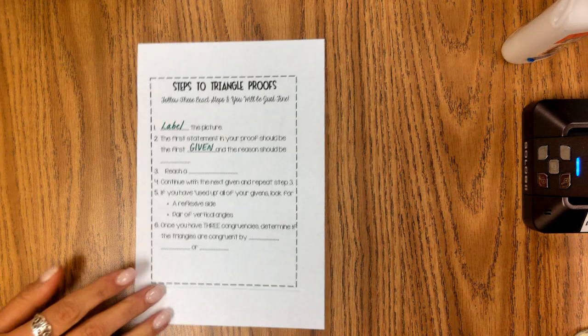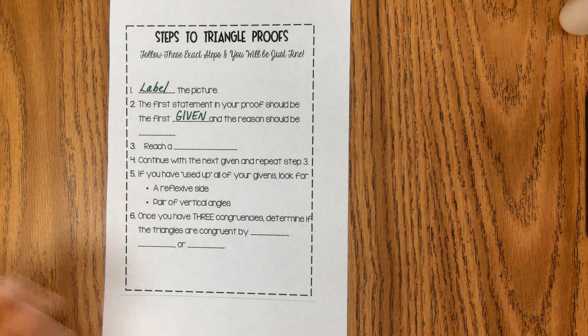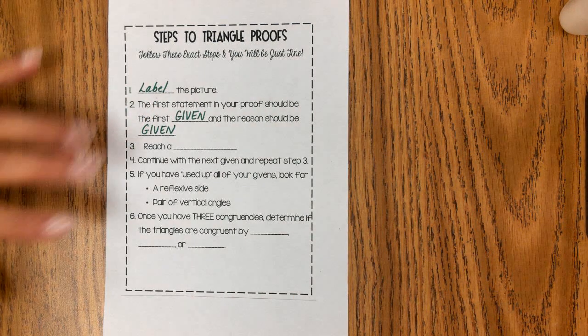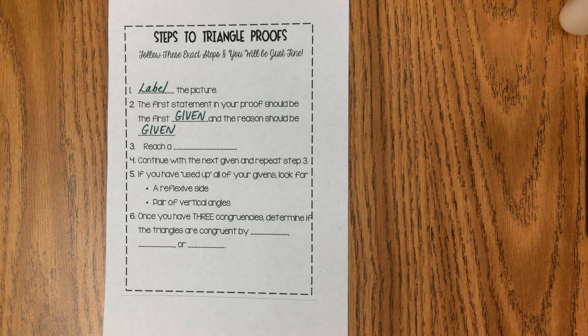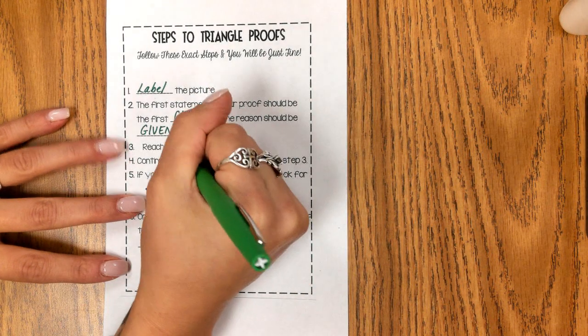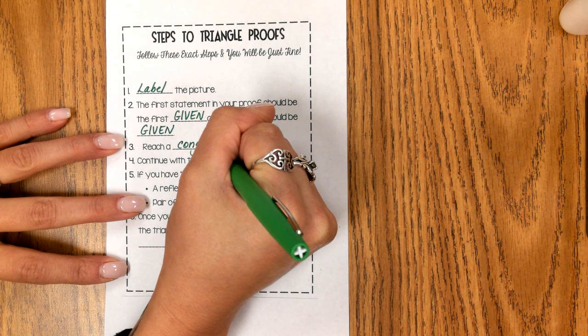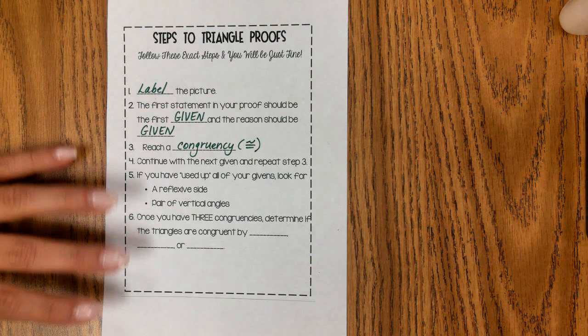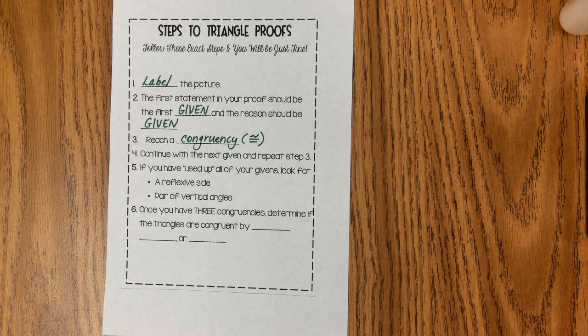When it says given, that means we should know what that means because we've seen it with parallel lines. That is given information about the triangle, like angle A is congruent to angle E or whatever it's telling me. And the reason also should be given. So we reach a congruency. Once you find a congruency, you move to the next given and repeat step 3.